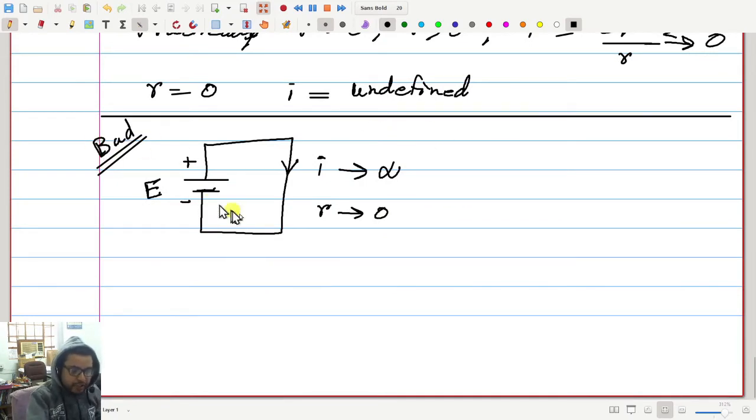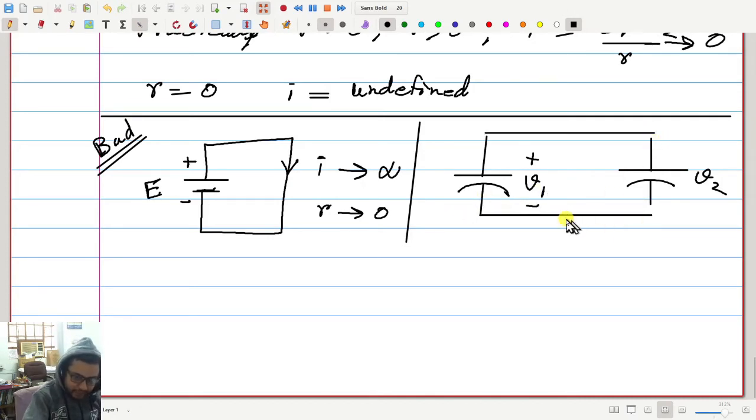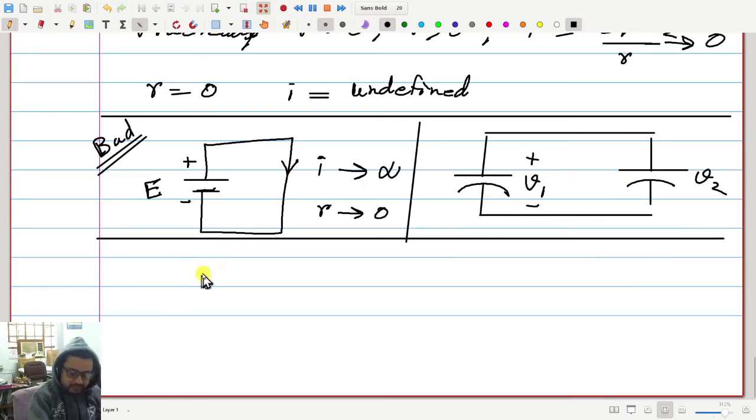Let me give you some examples of such bad circuits. This is one. Then you can take two capacitors, and suppose they are initially charged, one with voltage V1 and another capacitor charged with a different voltage V2. Never ever short them directly. This is also a very dangerous or bad circuit. Then, what happens if I take a current source and keep it like this?